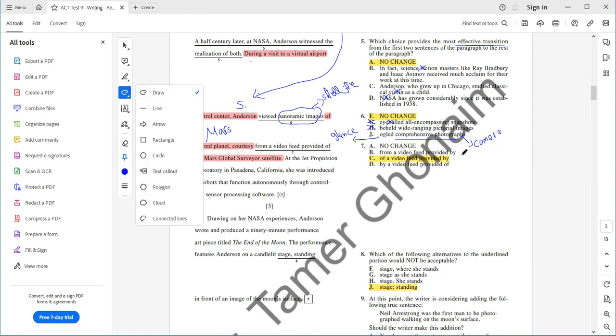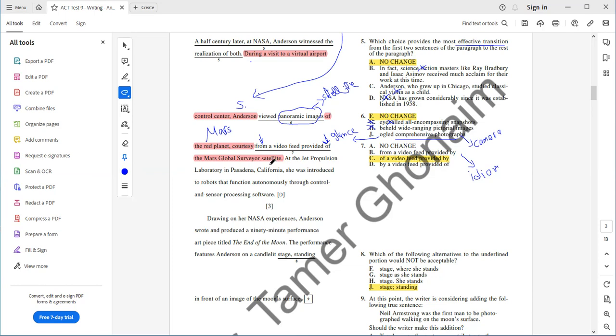Also, I have another idiom. As we said, this question is an idiom question. I have a preposition here, and I have a preposition here. I have two kinds of preposition. Do you believe that? If you saw the first one, you have another one. Now, Streamer Adam said that I'm going to use courtesy from. Okay. But why skip A? It's courtesy from also. But courtesy is not going to come after it, from. Believe me. Courtesy from a video feed provided of the Mars Global Surveyor Satellite.